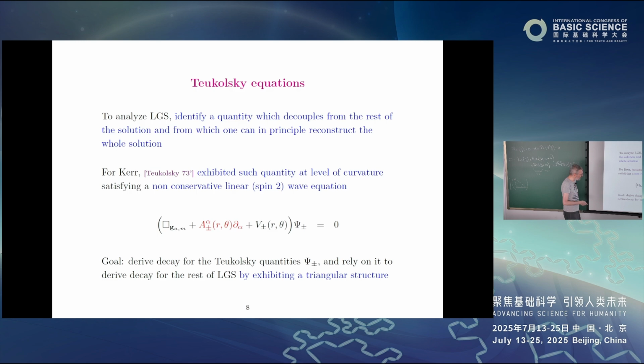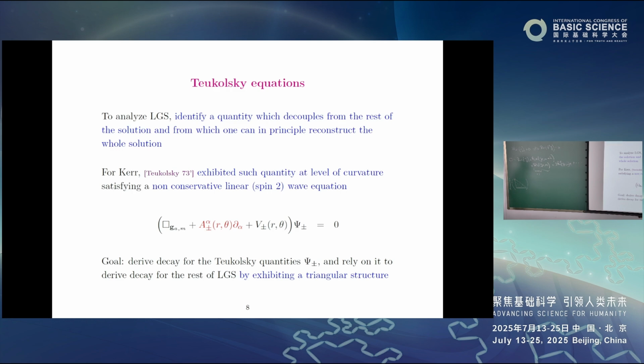Okay, so in any case, if you forget about these difficulties, the goal is pretty clear. You want to derive quantitative decay rates for solutions to these Teukolsky wave equations, and then you want to rely on it to control the rest of your system. Remember, you have a large coupled system, let's say 10 by 10 or 20 by 20 for us, in fact. And then you want to exhibit a triangular structure very much like you would do in the case of a linear system, and to recover the components one by one and get decay for the entire system.